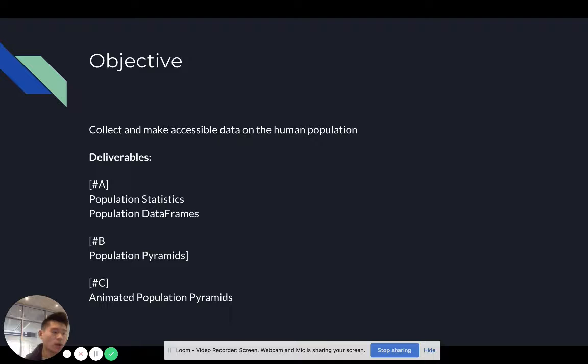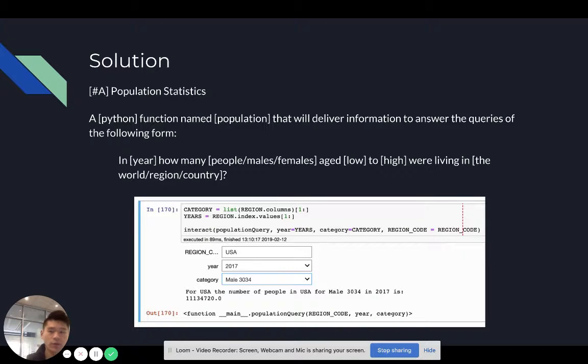So what is the objective? The main goal of the product is to collect and make accessible data on the human population. These were the following deliverables. The first objective was to create a Python function named population that will deliver information to answer queries of the following form. And this is our solution.